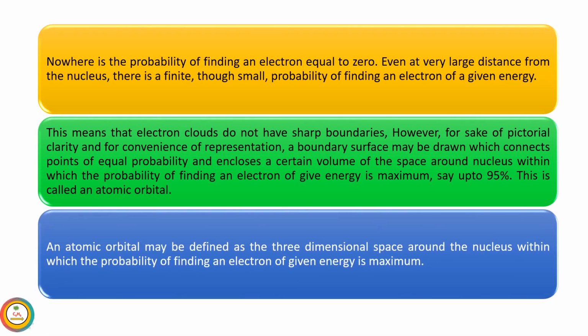An atomic orbital may be defined as the 3D space around the nucleus within which the probability of finding an electron of given energy is maximum. Where the probability for the given energy is maximum, that 3D area around the nucleus in an atom is known as the orbital.